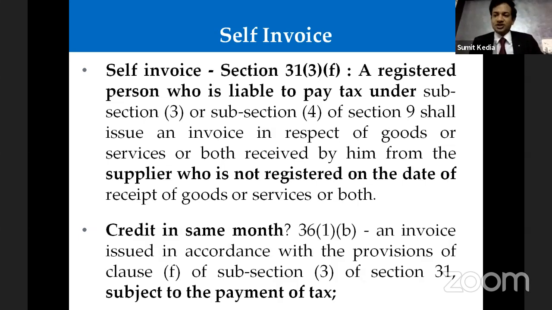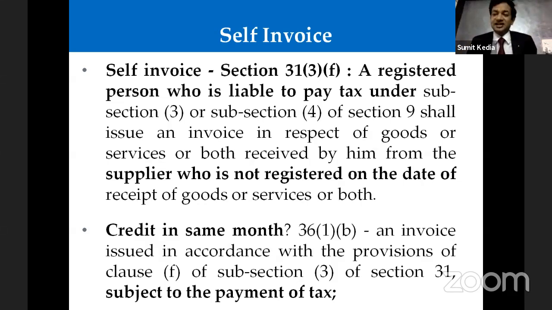Coming to my next question, can I claim credit in the same month? Example, I receive a transportation service in the month of July and I pay RCM when I file my July return on 20th of August. The question is, can I claim credit in the same month? My view is yes, you can claim, because if you see here, it says that the self invoice is the document on which I claim credit, subject to payment of tax. So when I file that return, I pay tax in that. So in that same return, I can take input credit also.